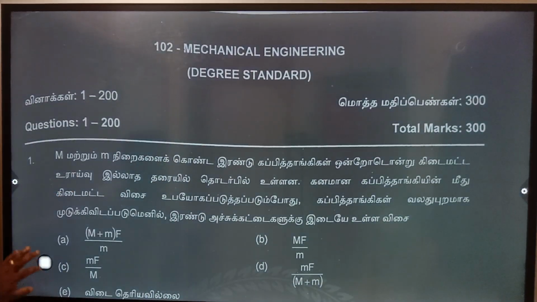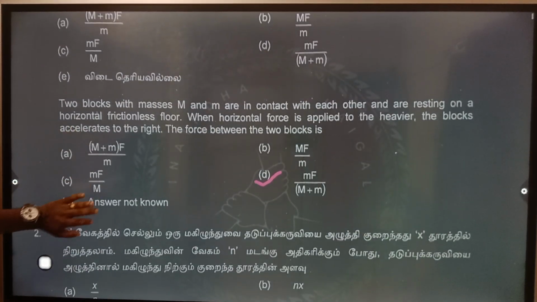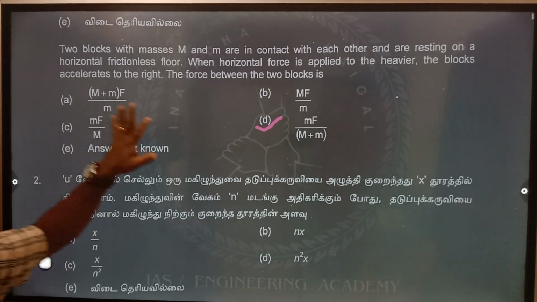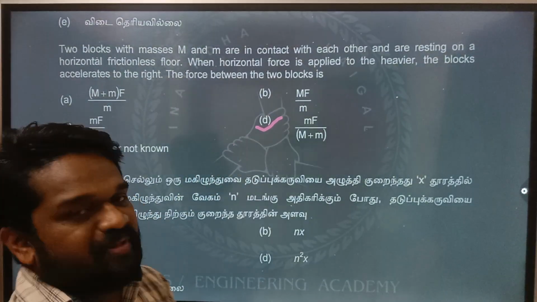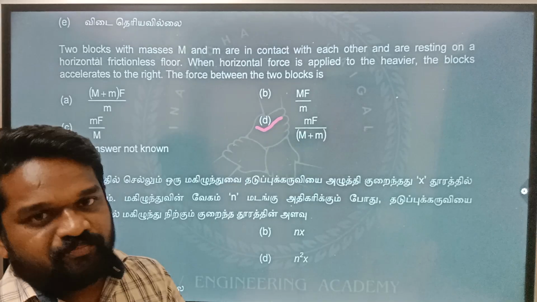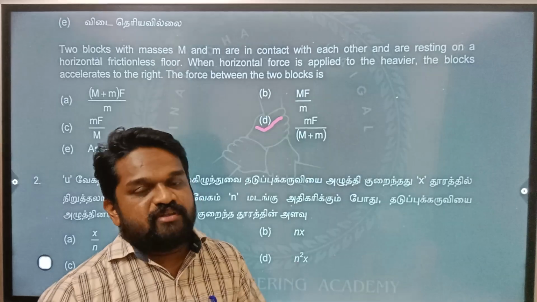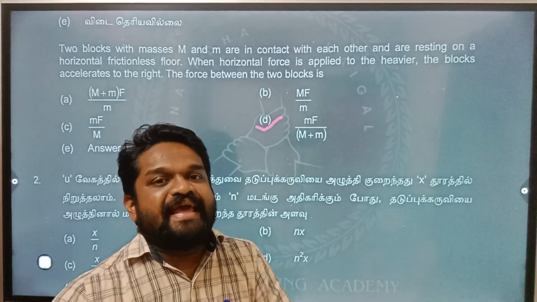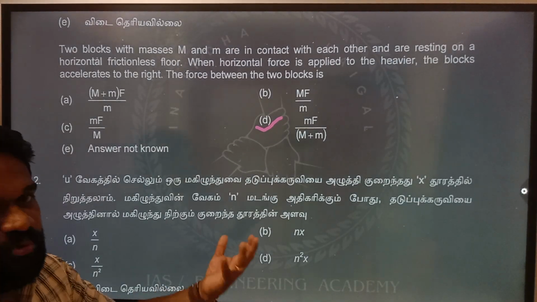Okay, anyway, we will go to the key. First question: two blocks with masses M and M are in contact with each other and resting on a horizontal frictionless floor. The answer is MF by M plus N. If you use 12th standard classical physics, you will get the answer. In this session we are not going to work out the solutions, because it would be a lengthy session. This session is only for checking your key.